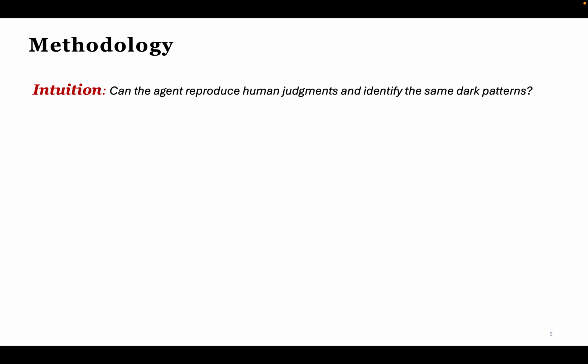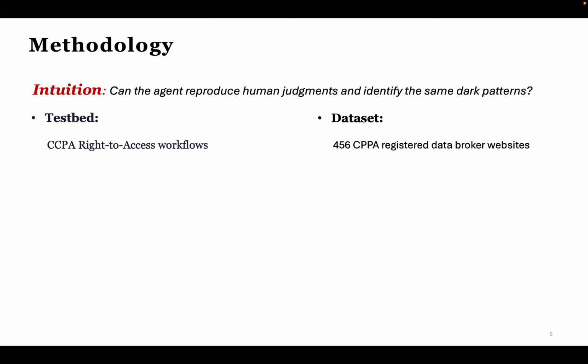To answer these questions, our basic idea is simple. Can the agent reproduce human judgment and identify the same dark patterns as a human auditor? We study this in the context of the CCPA right-to-access workflow. Using the CCPA data broker registry, we construct a dataset of 456 data broker websites that are subject to CCPA. We also define a right-to-access interaction sequence to standardize the human and agent auditing trees.